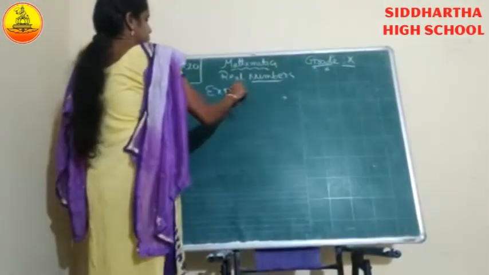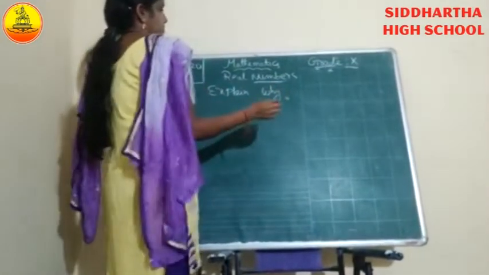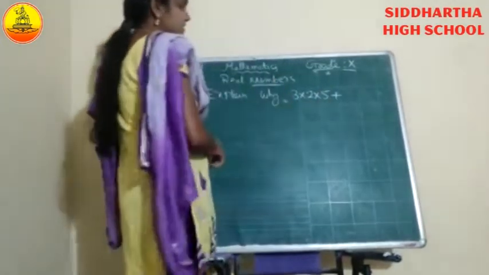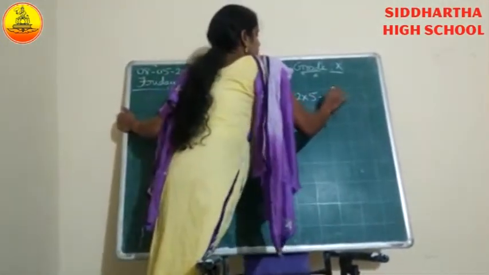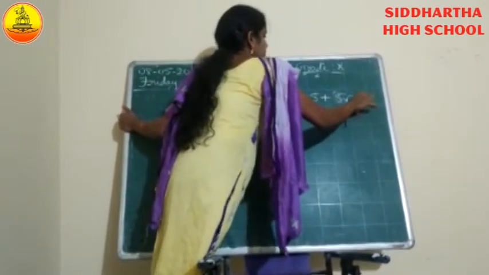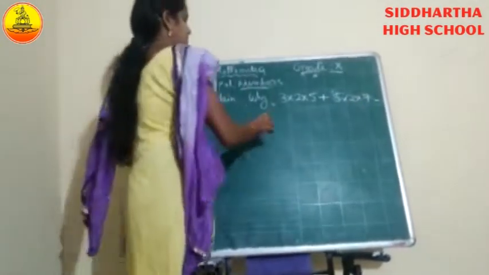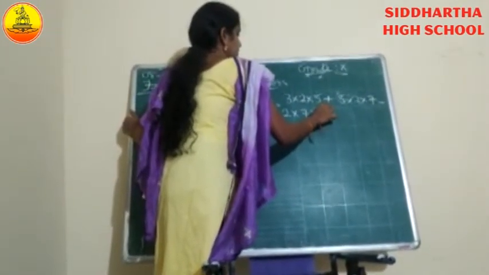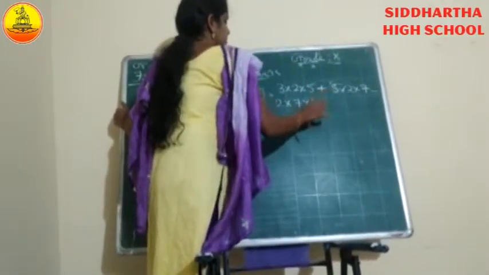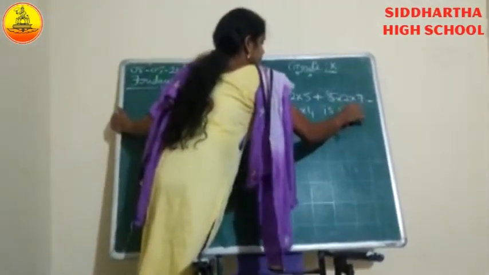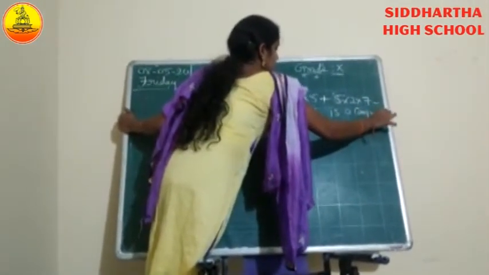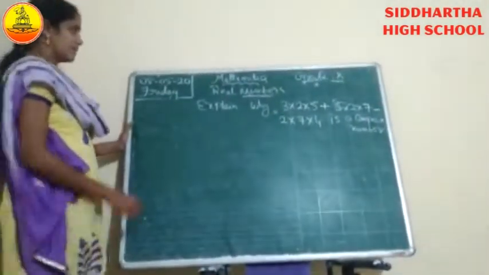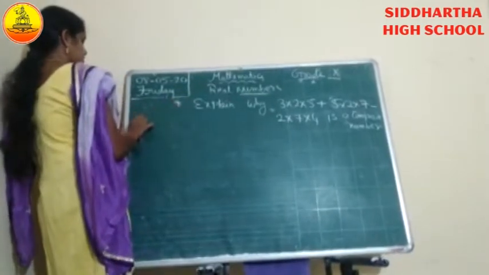Explain why 3 into 2 into 5 plus 5 into 2 into 7 minus 2 into 7 into 4 is a composite number. What you have to do? Why it is a composite number, you have to explain. Okay. So this is the question we have to solve.